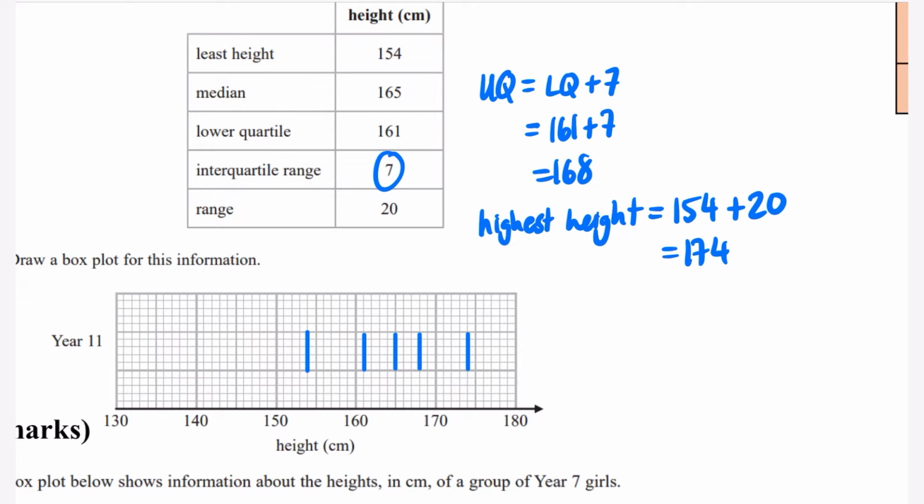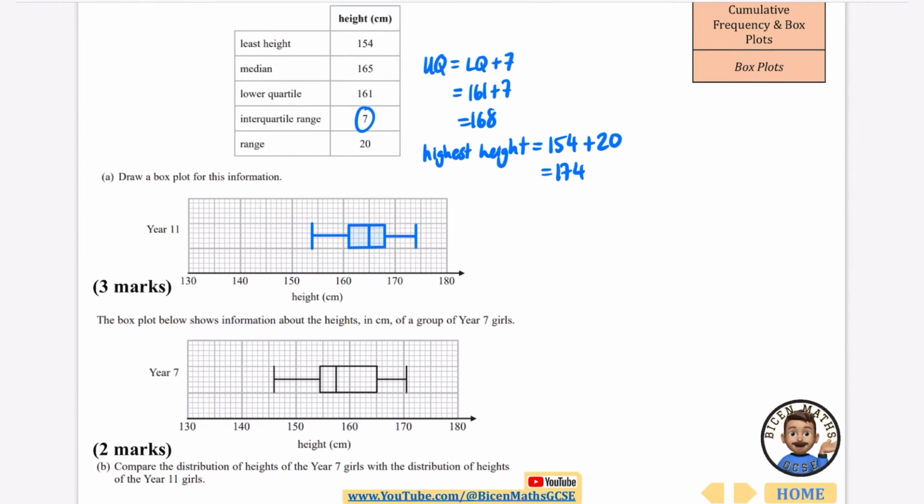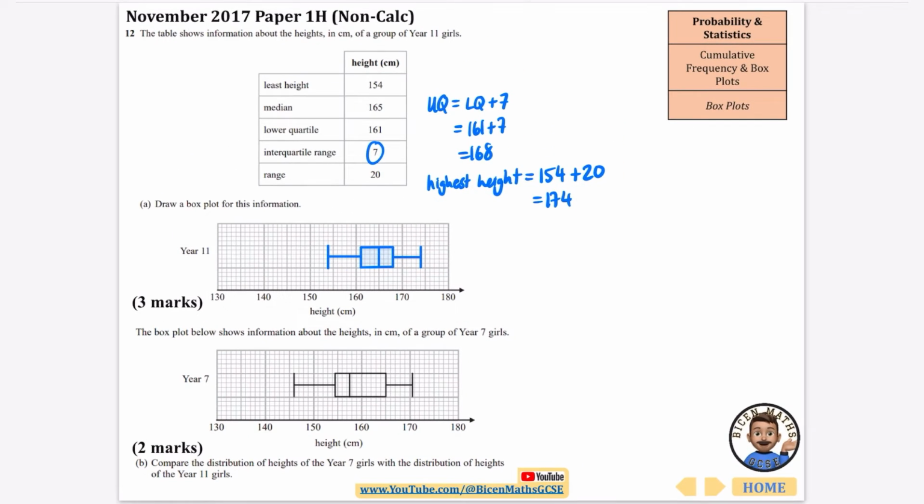As you know, with box plots, the middle section, which is the middle 50%, is going to be a box, and then we just join these two parts like this. So we've now got a different box plot, and it says the box plot below shows information about the heights in centimetres of a group of Year 7 girls. Compare the distribution of heights of the Year 7 girls with the distribution of heights of the Year 10 girls. So I'll do this as my part B of the question.